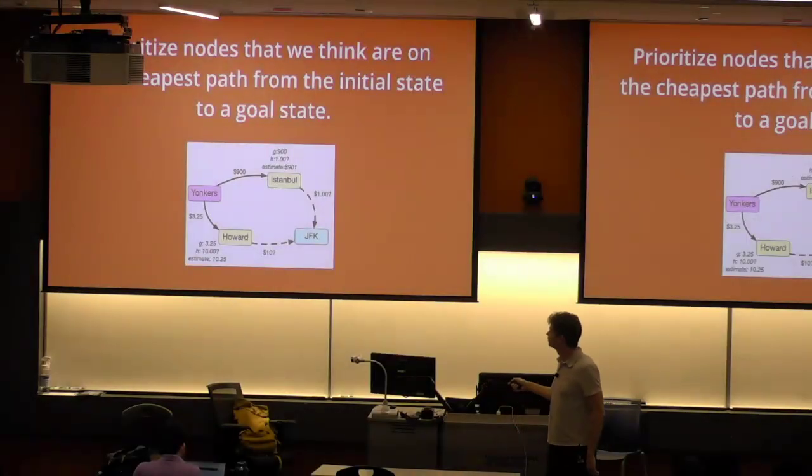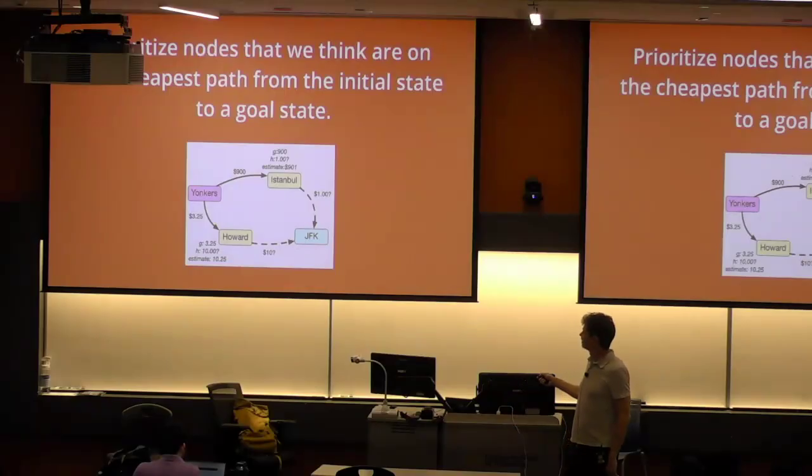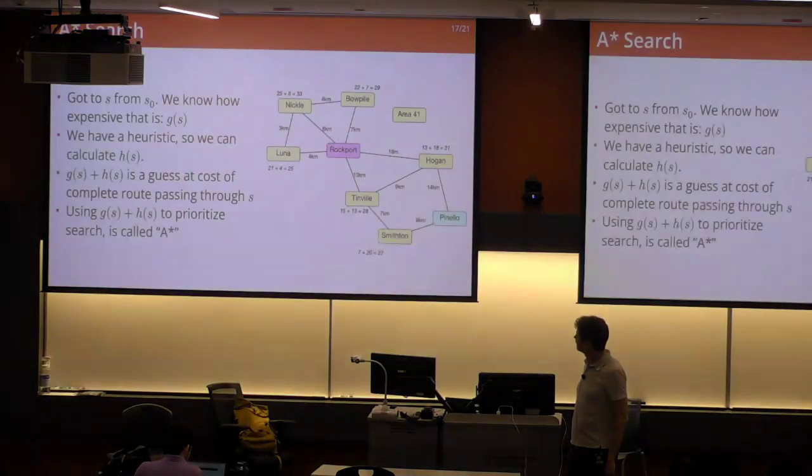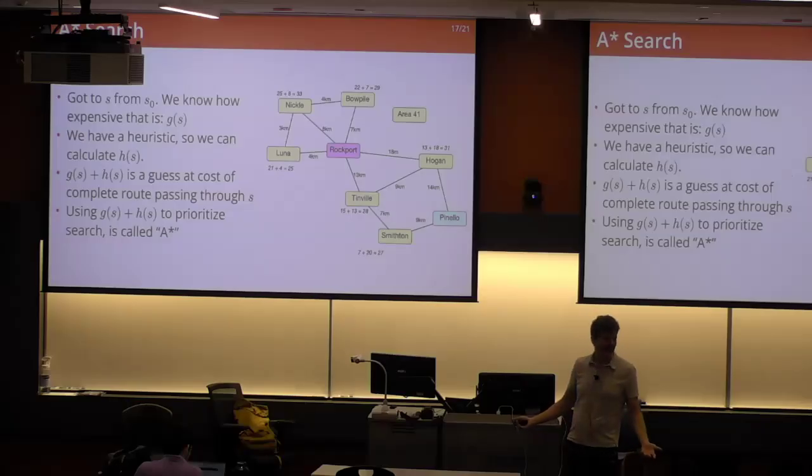But instead of using any of these, what we're going to use is the sum of the two. For Istanbul, for example, we're going to use the actual cost that it takes to get to Istanbul, and then some sort of a guess of how much it's going to cost to get the rest of the way to JFK. And that's going to tend to prioritize routes that are here and naturally in between them. This is called A-star search.